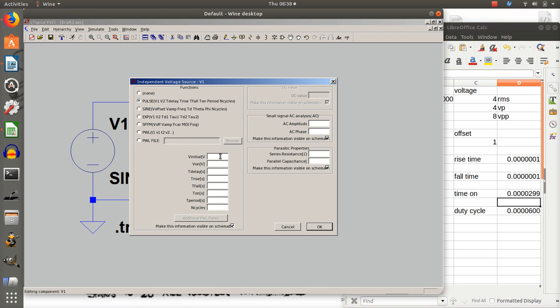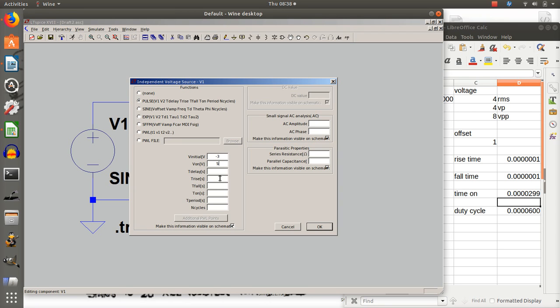We're going to wind up building this with the peak to peak values. Okay, so if I'm 8 volts and I'm shifted 1, I'm going between +5 and -3. So my initial is -3, which is the -4 plus 1 offset. My on voltage will wind up being 5. My time delay, I'm going to leave that alone. I want it to start immediately.